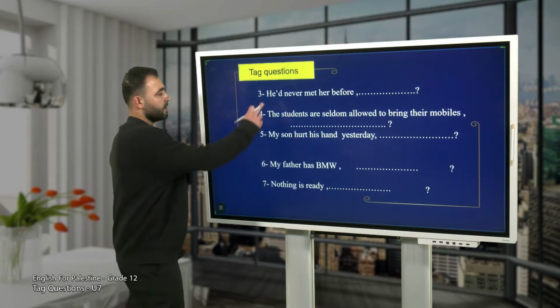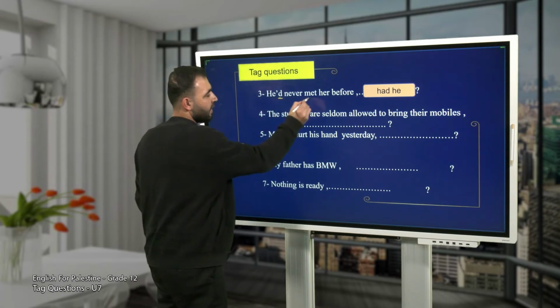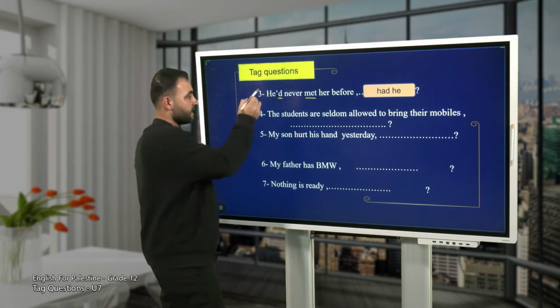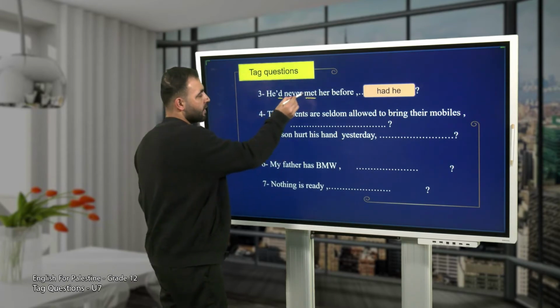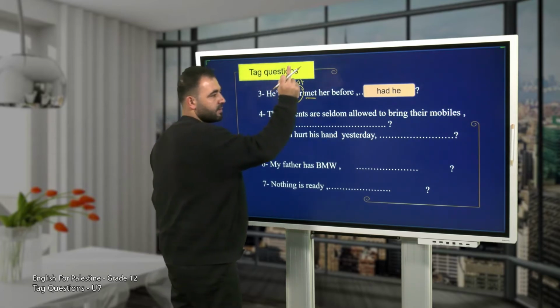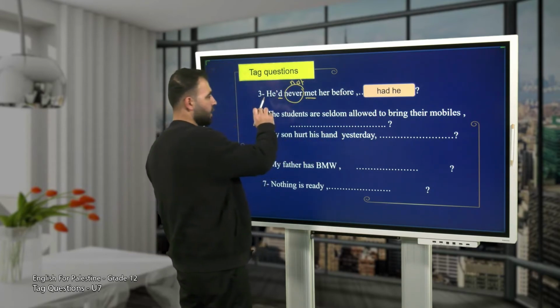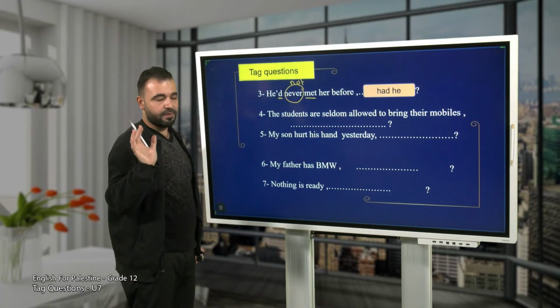3. He'd never met her before. He'd never met. So the correct tag question is had he. Why? We have the apostrophe d and past participle form, which means had met, and never means not. So negative statement, positive tag question. Had he. It's very easy.